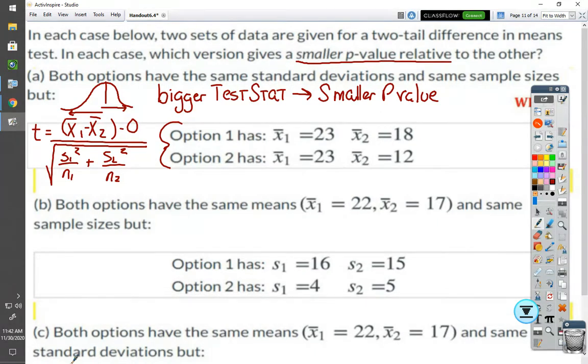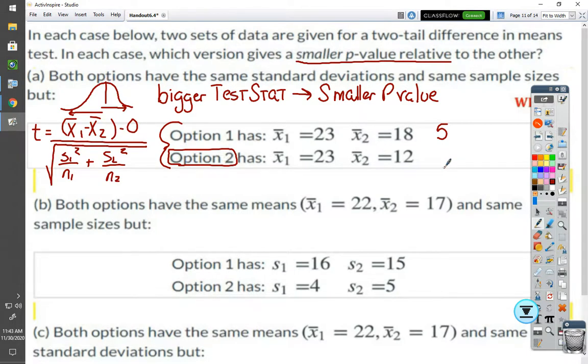So if I go into this first option where I have x1 at 23 and x2 at 18, I want you to focus on this option right here, option 2. If I look at 23 and 18 in the numerator, versus 23 and 12, remember, I'm subtracting these things. 23 and 18 are going to produce 5. 23 and 12 are going to produce a larger numerator. So my numerator value is going to increase itself.